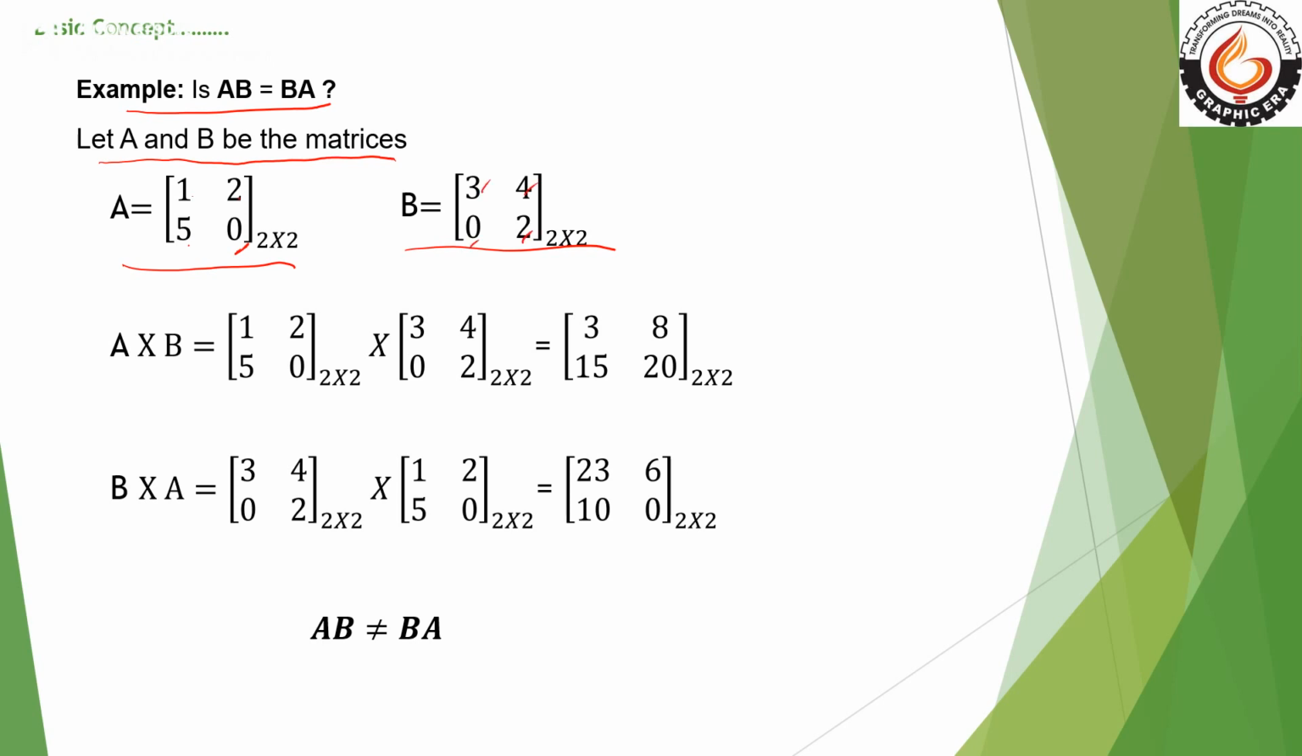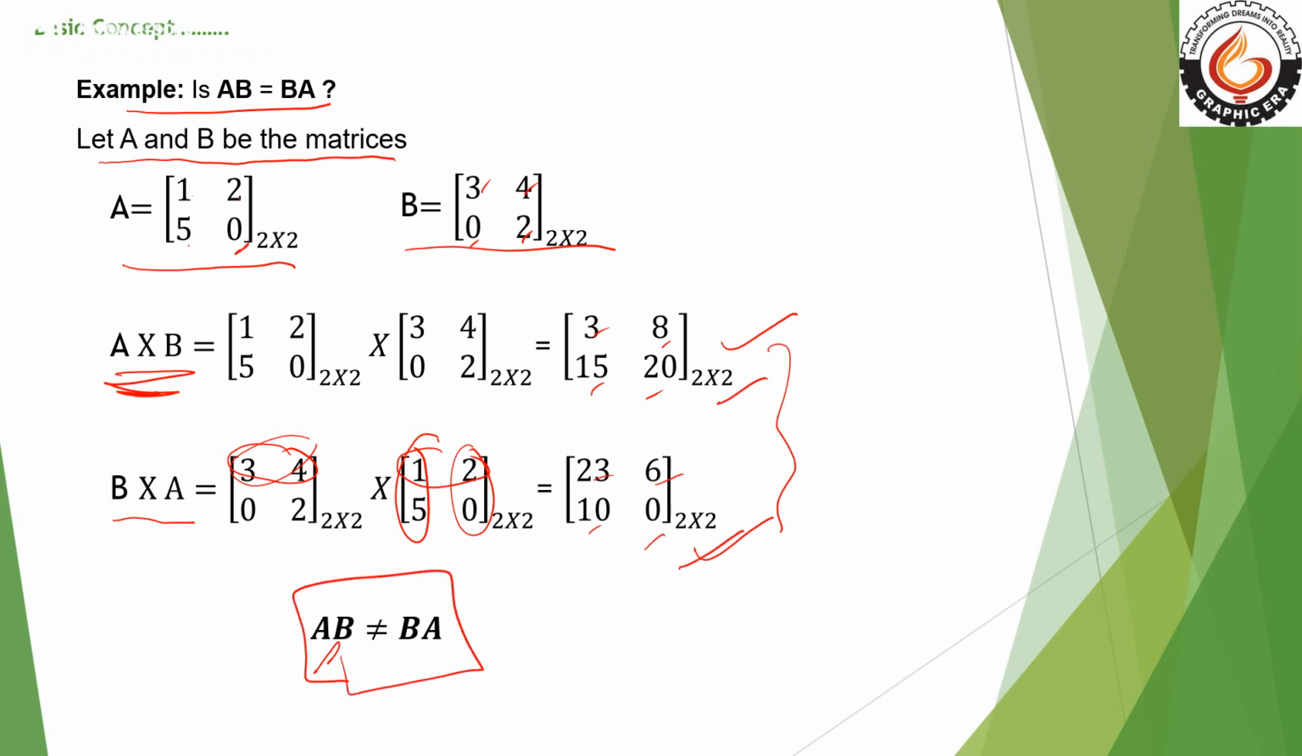If we multiply A cross B, we obtain a matrix of order 2 cross 2: 3, 8, 15, 20. But if we multiply B cross A, the first row multiplied with the first column and the first row with the second column, we obtain a matrix that is 23, 6, 10 and 0. So here the matrices AB and BA are different, so we say AB is not equal to BA.